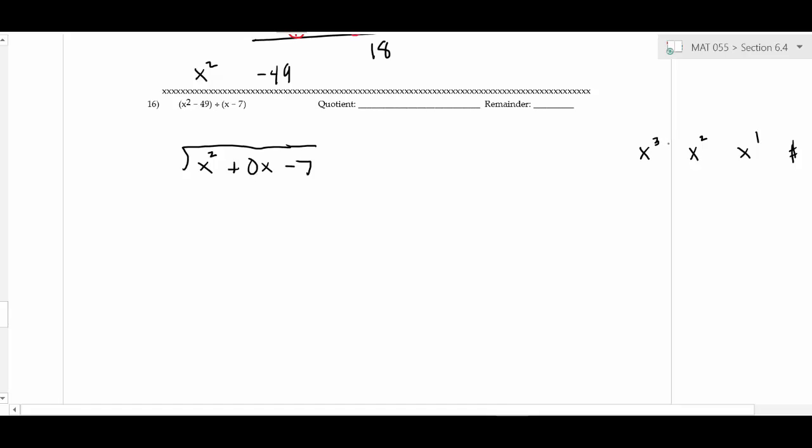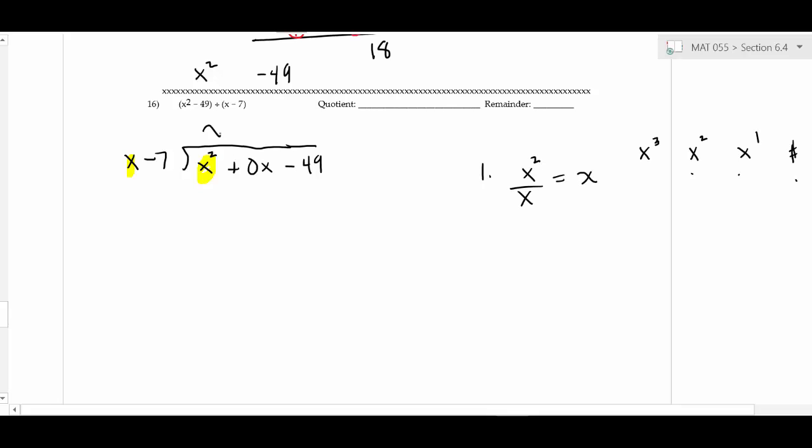49 or negative 7? What's that? Oh, 49. Thank you. I'm looking at the wrong thing, aren't I? Okay, so we'd have minus 49 like that. If you had a third power, you would make sure you have a second, a first, and a number. Now everything from here is all the same. You just go for it. So the first thing you're going to do is the division step. So you're going to do x squared over x, which is what?